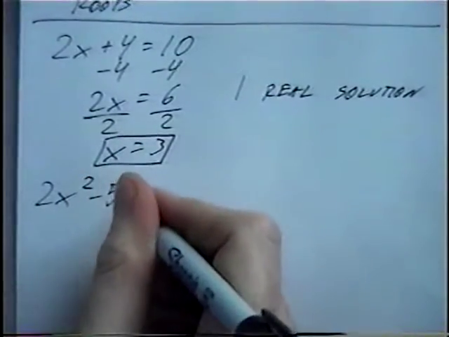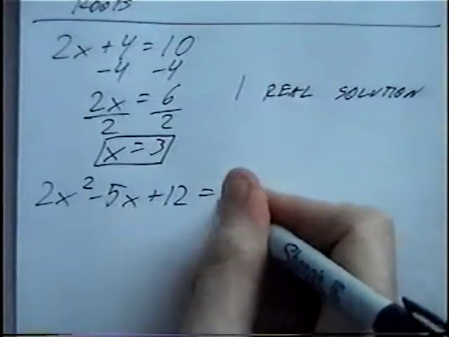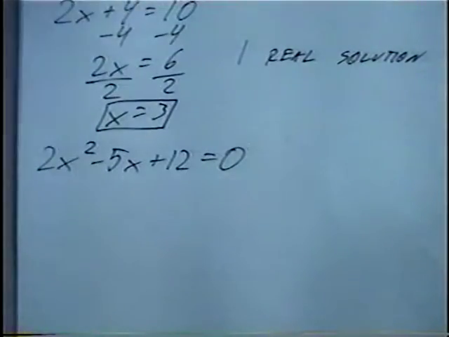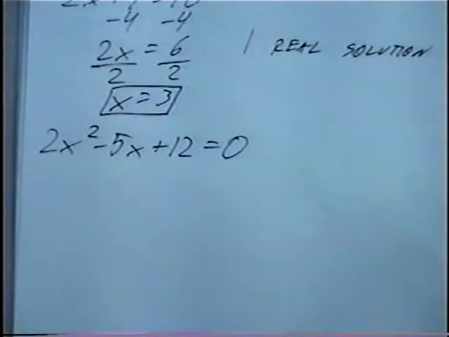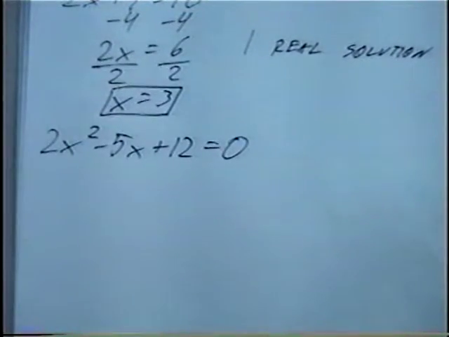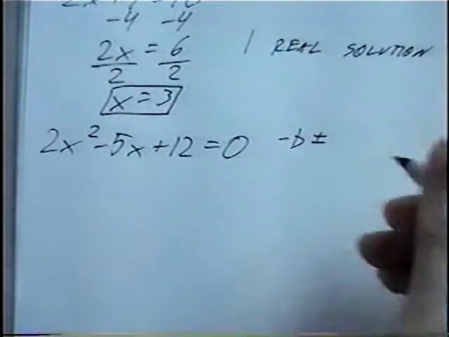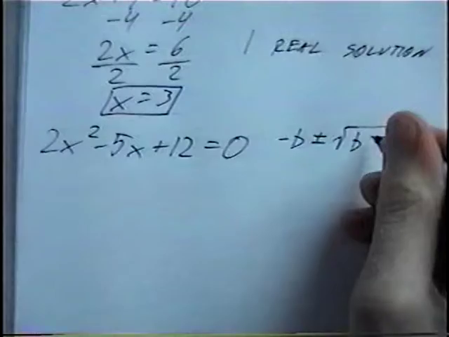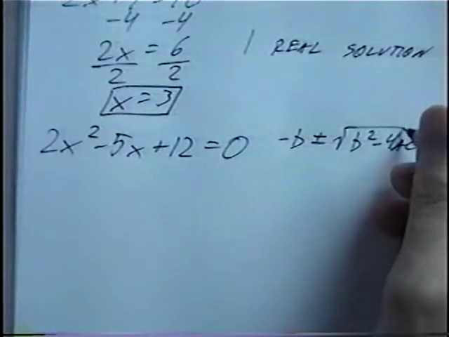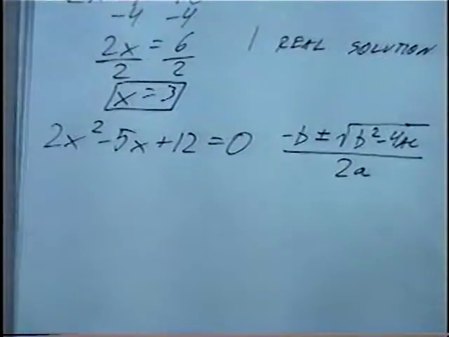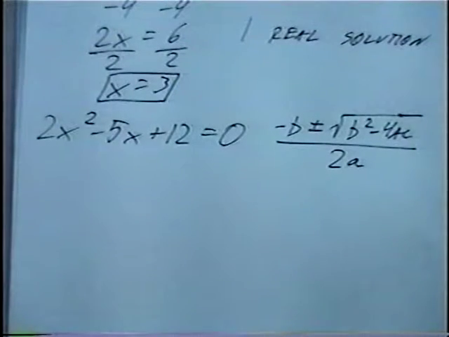2x squared minus 5x plus 12 equals 0. For this question, you can try and factor this trinomial. This trinomial does not factor though. So if you remember from Algebra 1, if it does not factor, to solve this we can use the quadratic formula. The quadratic formula, if you forgot, is negative b plus or minus the square root of b squared minus 4ac all over 2a. To solve this equation, we can plug in a, b, and c and solve from there.